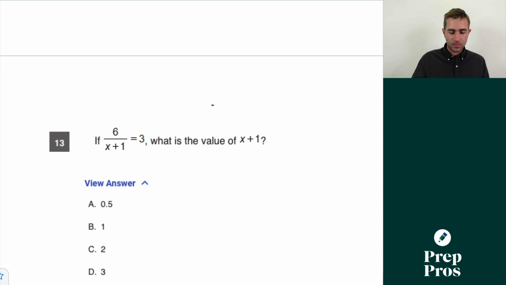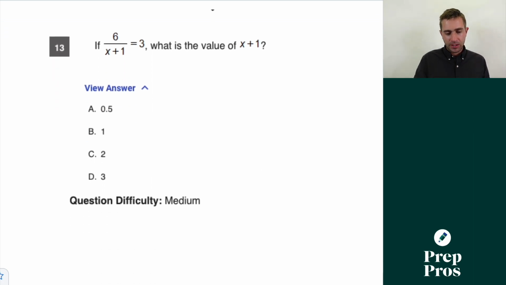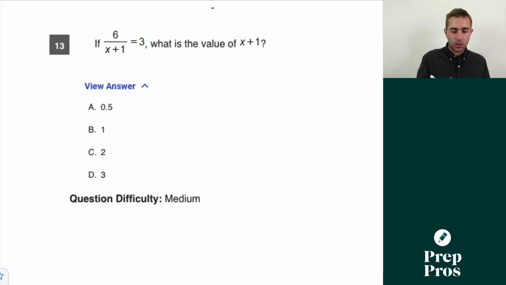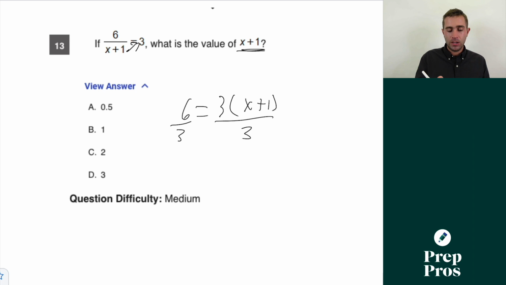Question 13. If 6 over x plus 1 equals 3, what is the value of x plus 1? Anytime I have fractions, it's really helpful to start by cross multiplying, because a lot of students get tripped up with fractions. So I can have 6 equals 3 times x plus 1. Because I'm solving for x plus 1, I can simply divide both sides by 3 to figure out what x plus 1 equals. That gives me 2 equals x plus 1. So I can see that C is my correct answer there.